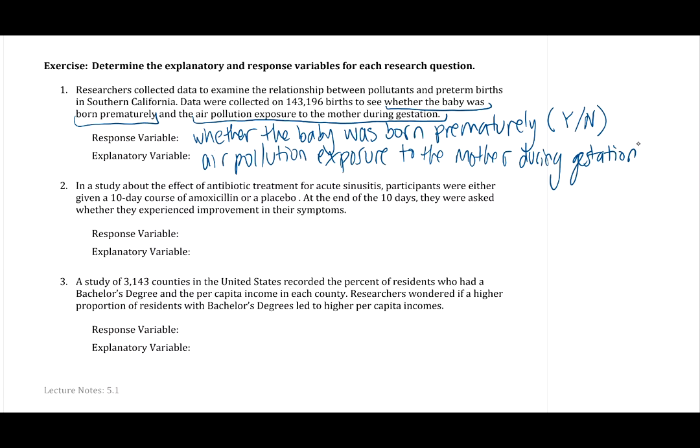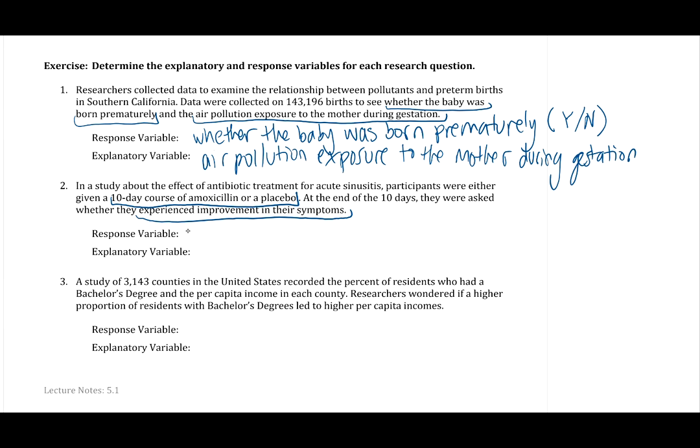The second question says, in a study about the effect of antibiotic treatment for acute sinusitis, participants were either given a 10-day course of amoxicillin or a placebo. At the end of the 10 days, they were asked whether they experienced improvement in their symptoms. So look for the variables. We have this variable, whether they had amoxicillin or placebo given as their treatment. And then we have the response variable, whether they experienced improvement of their symptoms.